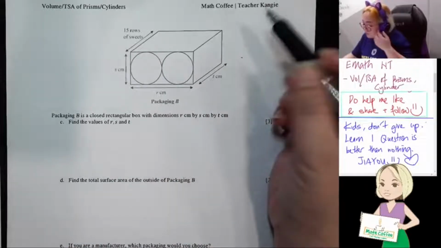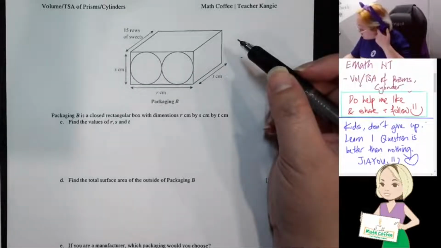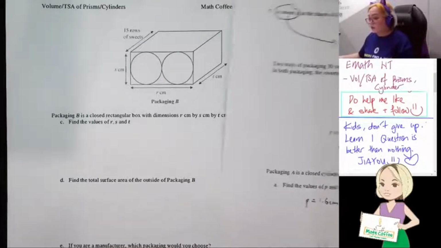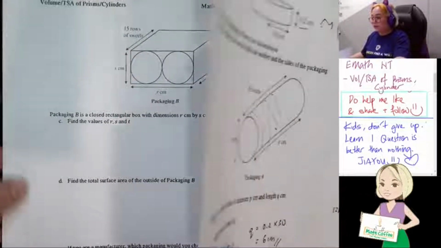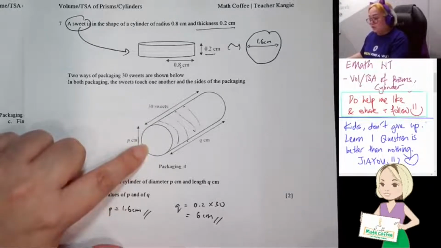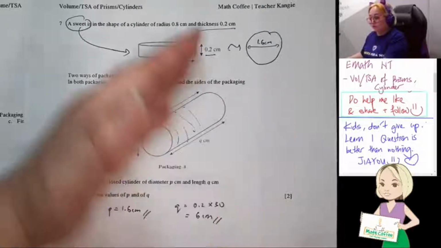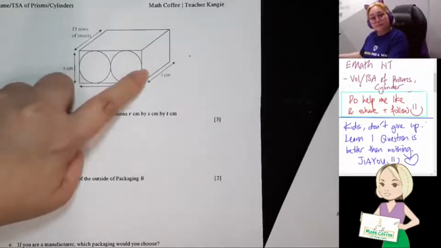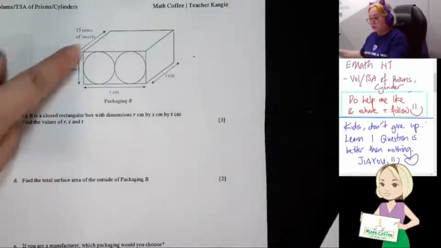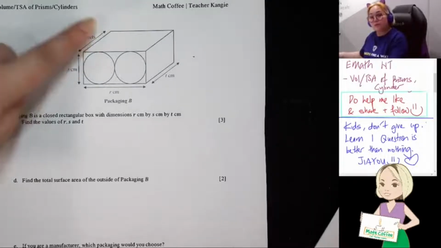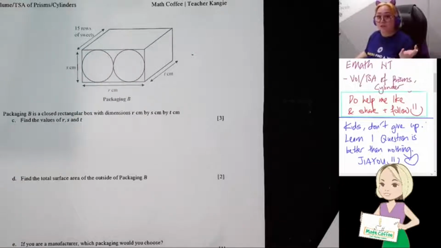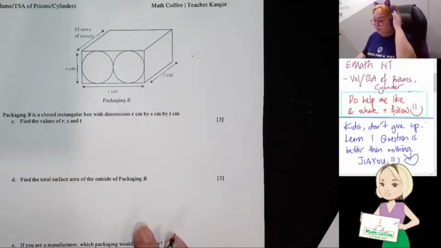So let's visualize a bit. Okay, quite similar to this. Just imagine you have 2 rows of this inside. The difference is this one is 30 sweets, this one is 15 sweets. But actually, 15 sweets here and 15 sweets here is also 30 sweets. It's just a different way of packaging.